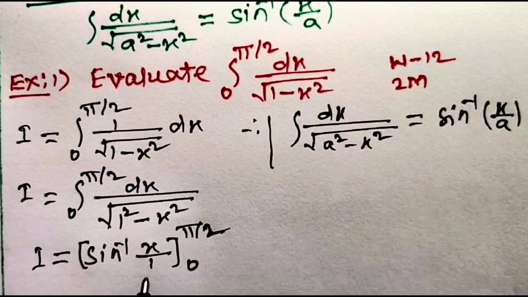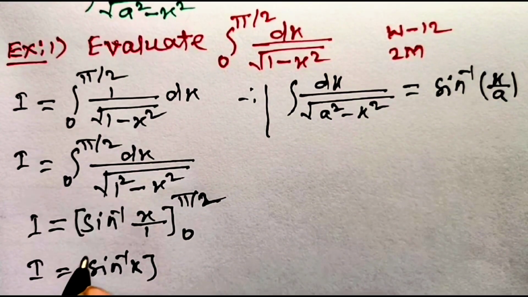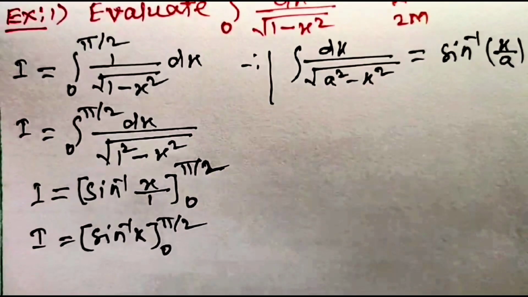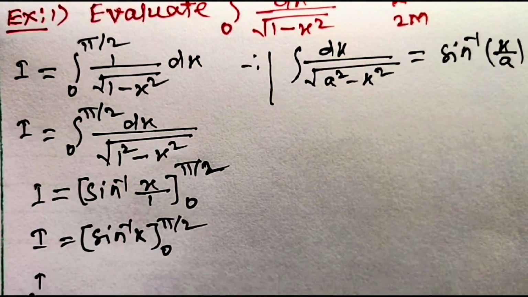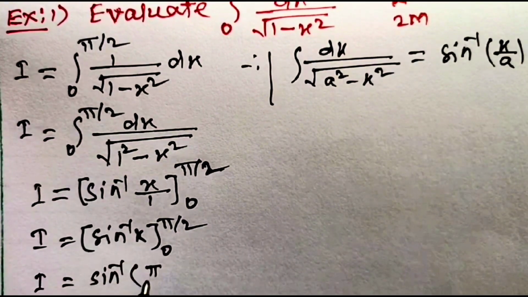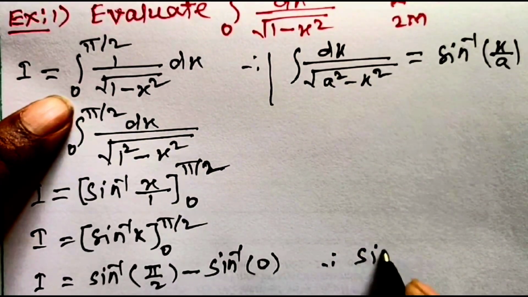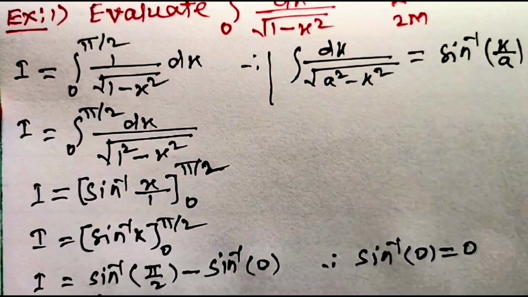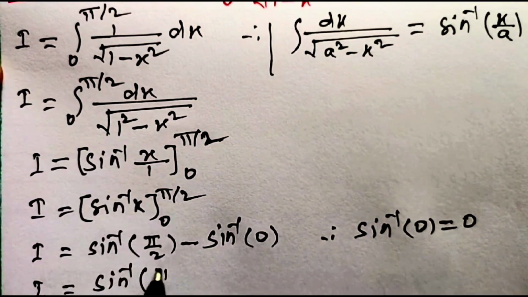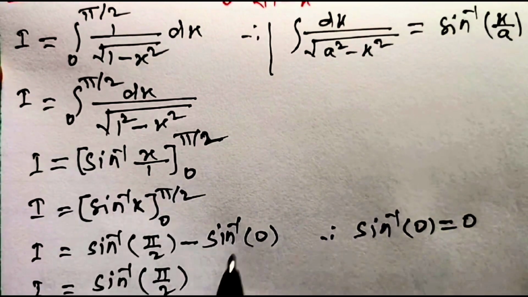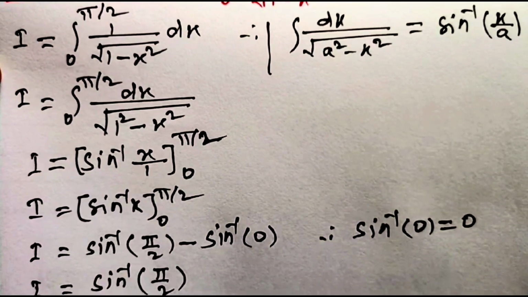So sine inverse x upon 1 means sine inverse x. I is equal to sine inverse x, again limits from 0 to pi by 2. First substitute the upper limit, means replace x by pi by 2, and then with minus sign replace x by 0. Hence I is equal to sine inverse pi upon 2 minus sine inverse 0. But you know sine inverse 0 is equal to 0, and keep the first term as it is. Hence I is equal to sine inverse pi upon 2, and this value is 0, so don't add this. Hence I is equal to sine inverse pi upon 2. This is the final answer of this sum.